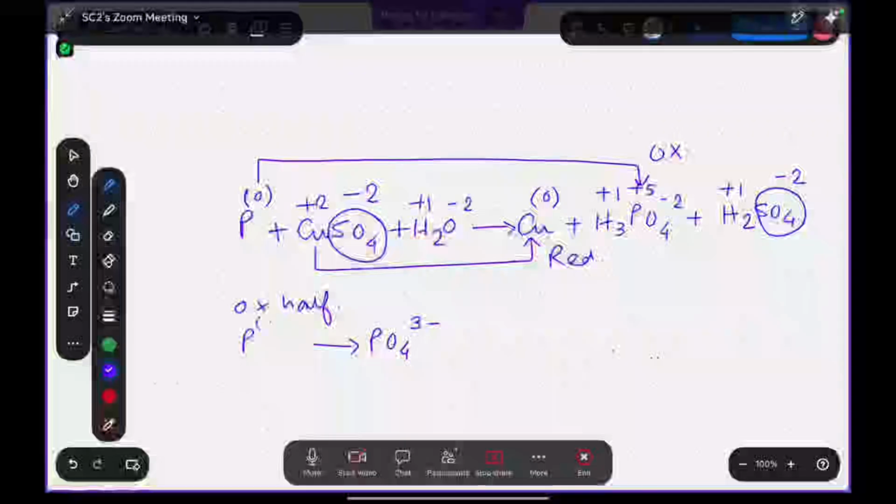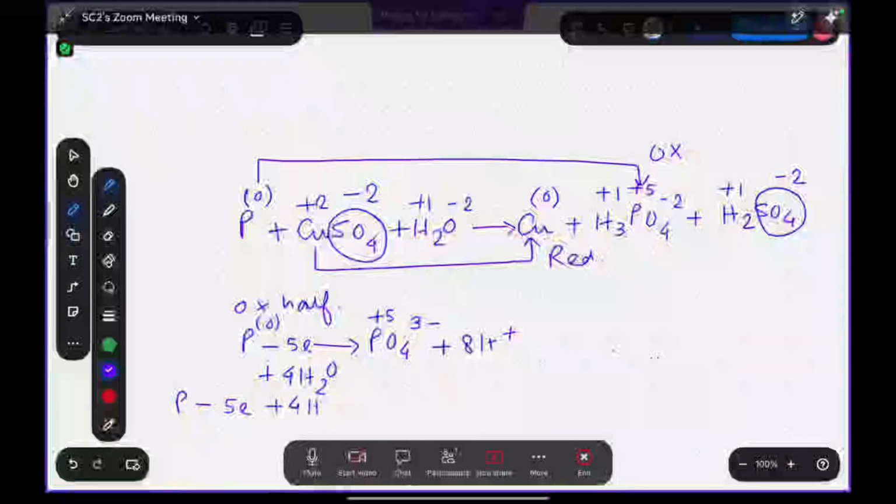Phosphorus, from 0 it is changing to +5. That means this is a 5 unit change. 5 electrons are lost during this process. At the same time, we need to balance the other substance if needed. 4 water, and that side we will include 8H plus. That means the overall equation comes to be like this. Phosphorus minus 5 electrons plus 4H2O gives PO4 3 minus plus 8H plus. Let's consider this as equation 1.